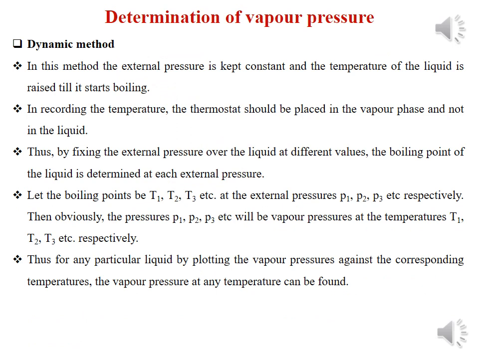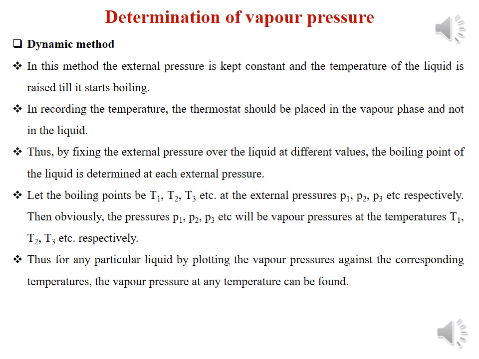Till now, in the static method, we are measuring the vapor pressure of a liquid by varying the external pressure at a certain temperature. But in the dynamic method, the external pressure is kept constant and the temperature of the liquid is raised till it starts boiling. During the recording of the temperature, the thermometer should be placed in the vapor phase but not in the liquid phase. During the procedure, by fixing the external pressure over the liquid at different values, the boiling point of the liquid can be determined at each external pressure.